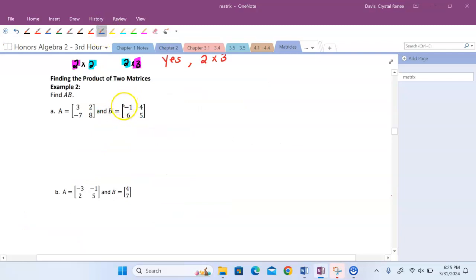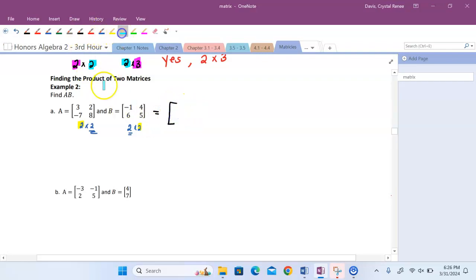Okay, so let's look at example 2, and I'm actually going to multiply these two matrices. A is a 2 by 2 matrix, and B is also a 2 by 2 matrix. Because these two numbers here match, I know I can multiply them, and my product is also going to be a 2 by 2 matrix. So let's look at how we do this. Once again, this is a pretty tedious task. 2 by 2s aren't that bad.